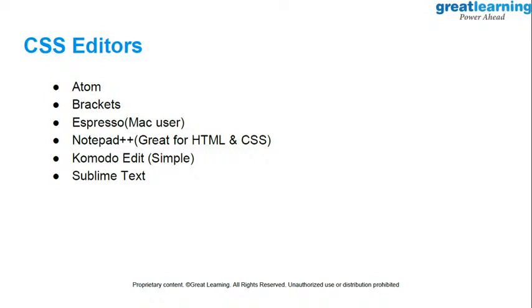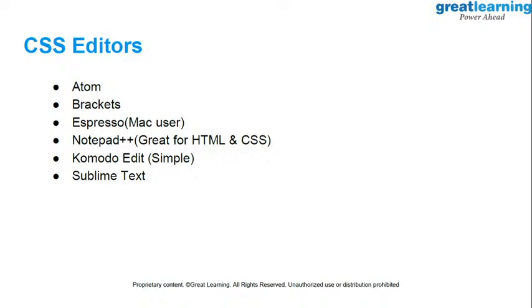Now which editor should you use? The more powerful your editor is, the more functionalities you get, like auto indentation, highlights, auto correction, auto completion. All those things you will get with a more powerful editor. These are some of the editors. Atom is there, Brackets is there, Espresso is there. This is for Mac users.